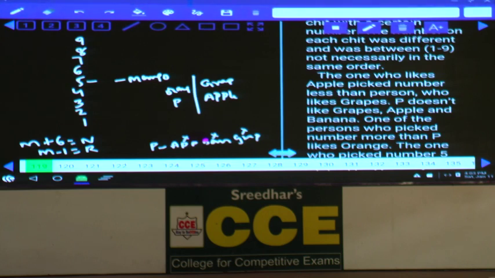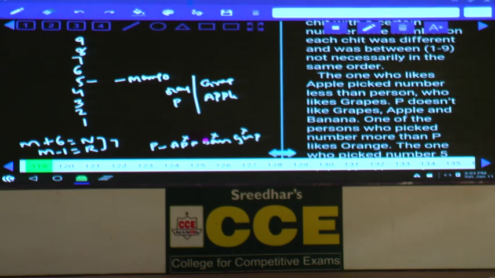The difference between R and N is 7, while the difference between M and N is 6. If R is 1, N will be 8. If R is 2, N will be 9. Hence, what is the value of M? M is either 2 or 3. Either 1 is ruled out. Fine.